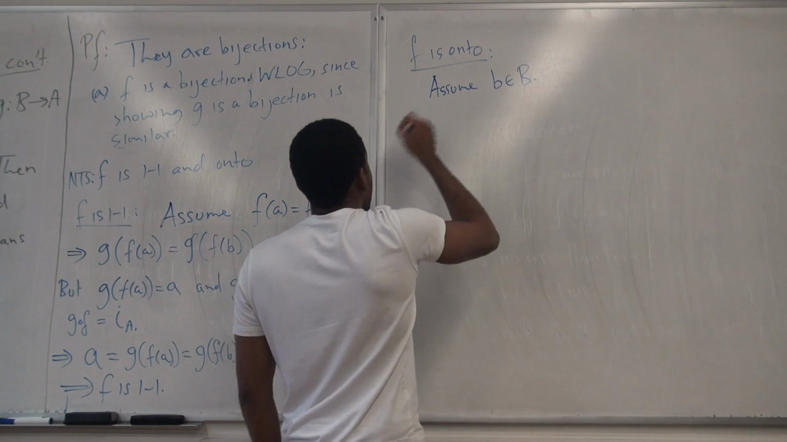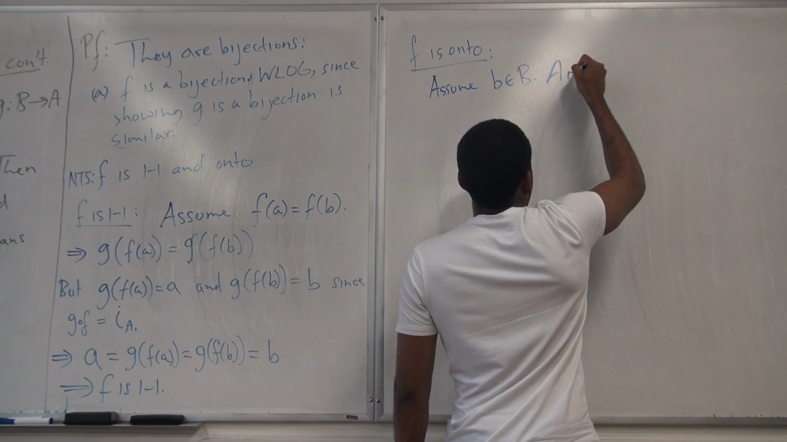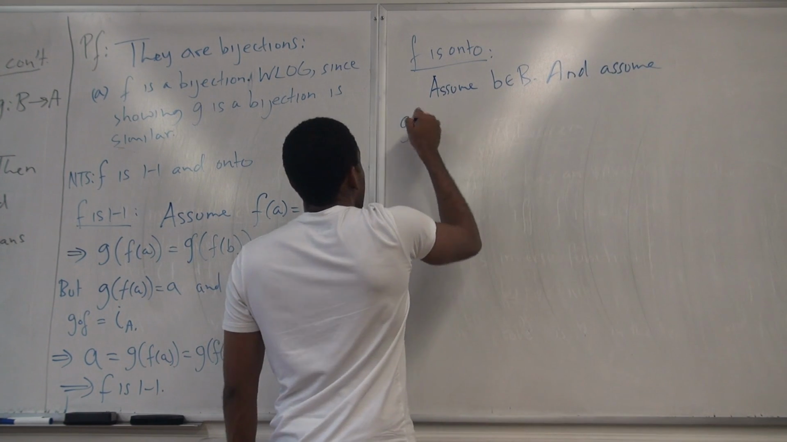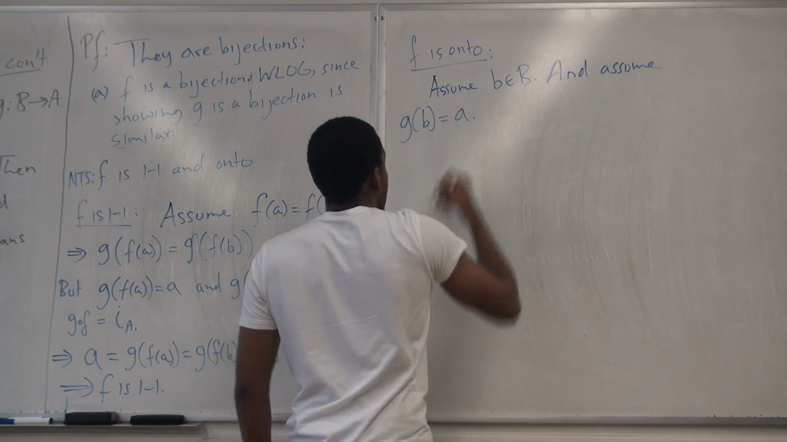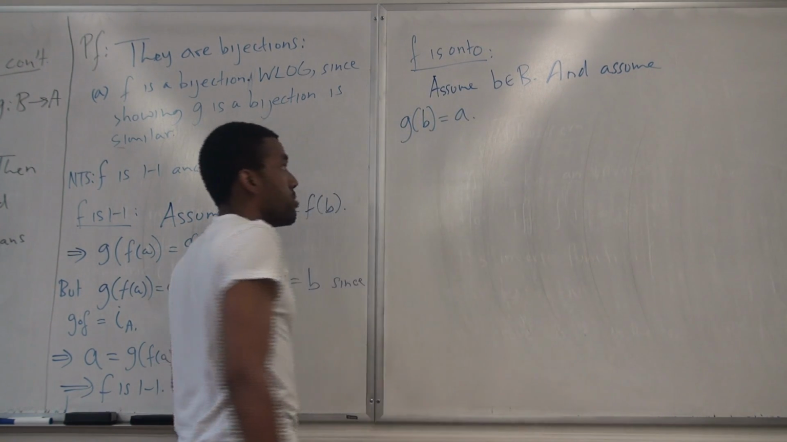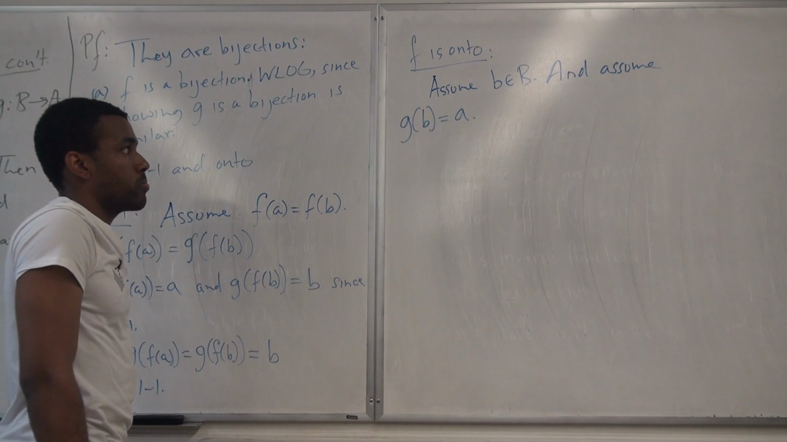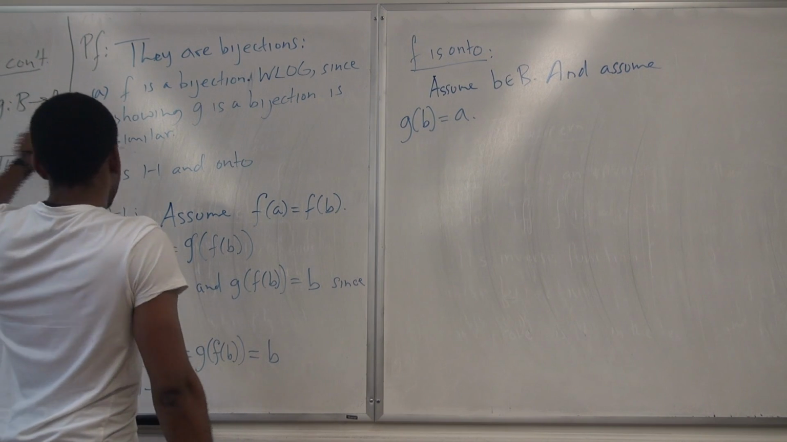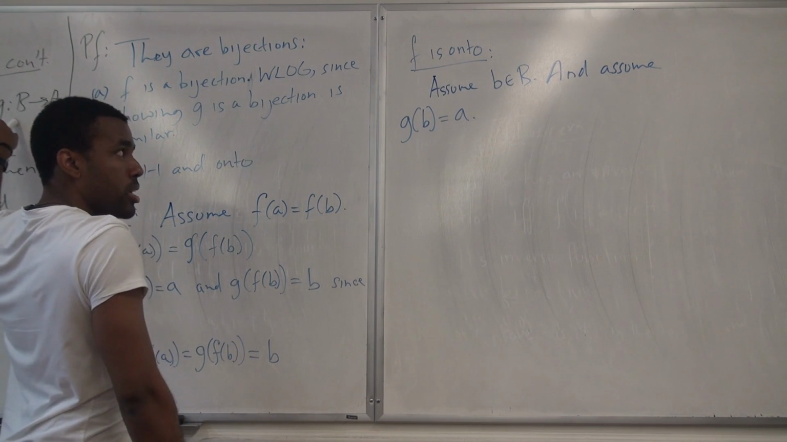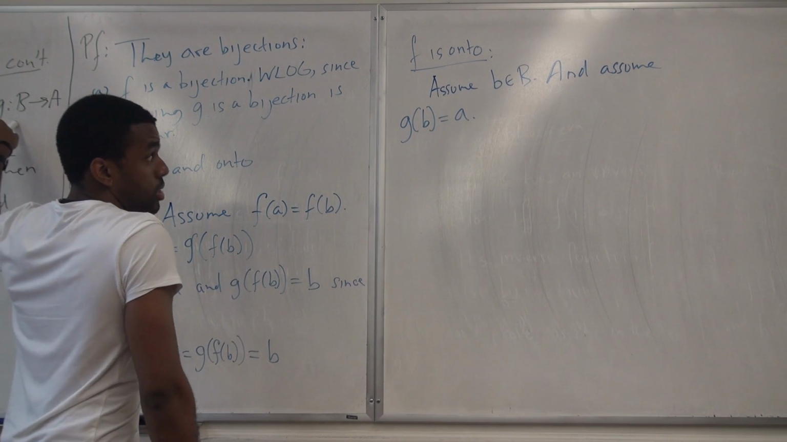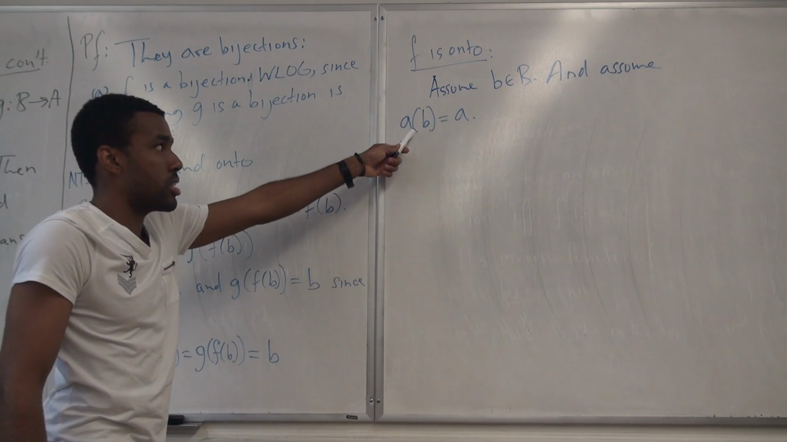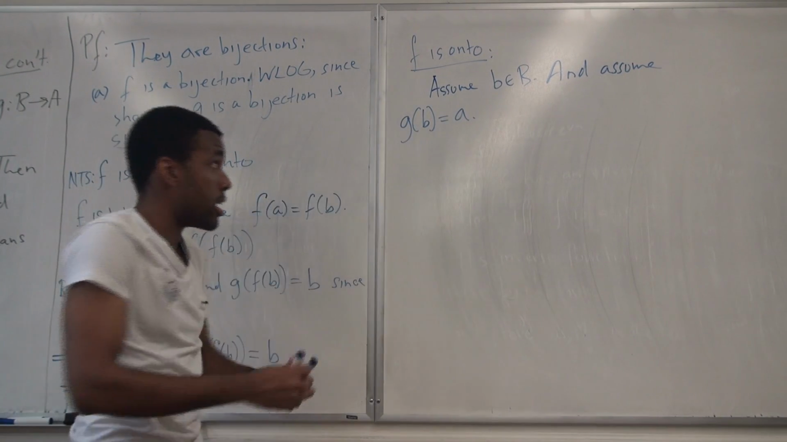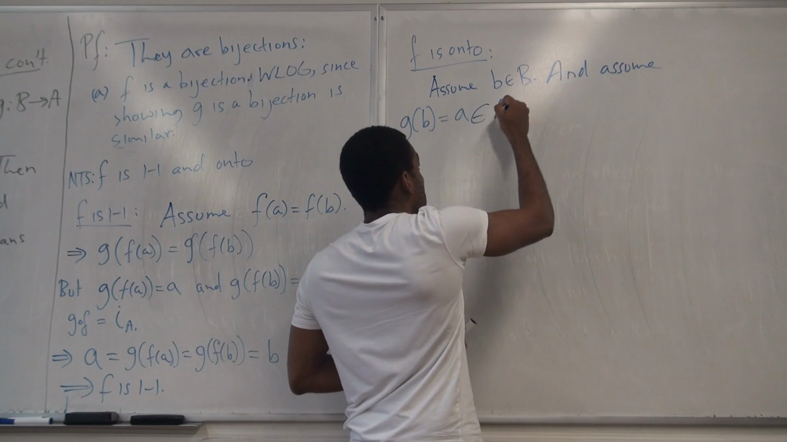Let's look at G of b and assume G of b is equal to a. How do I know that G of b even exists? G is a function from B to A. Therefore, for every element in B, it is a part of the domain of G. Therefore, G of b does exist and it maps to A, so its output is definitely in the set A. So G of b is definitely going to be in the set A.